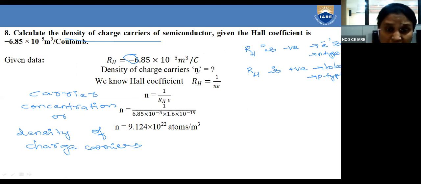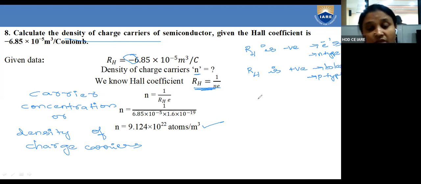Here also we need to find n value. So same formula we are using. If you just modify this formula, n is given as 1 by RH into e. RH is 6.85 into 10 power minus 5 into, what is the charge of electron? 1.6 into 10 power minus 19. And if we substitute, this is what we are going to get. So just quickly all of you copy.